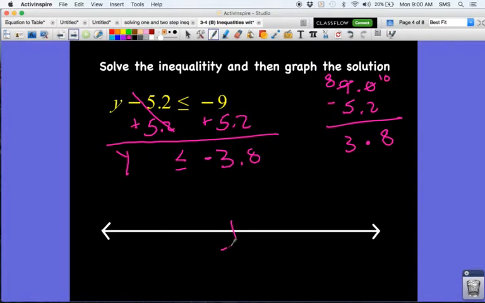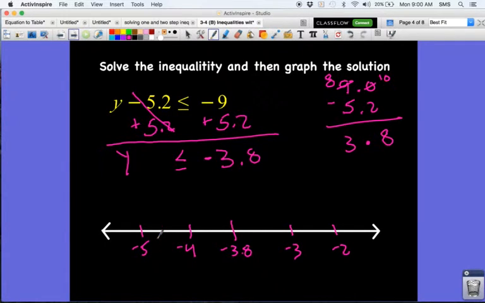So again, I'm going to start with negative 3.8 on my graph. Now, because I have a decimal here on my graph, what I want to do is do the next whole number on the left side, which is negative 4, and then the next whole number on the right side, which is negative 3. And then we can just count by our whole numbers here. So we're showing where negative 3.8 is exactly on the graph. It is somewhere in between negative 3 and negative 4.